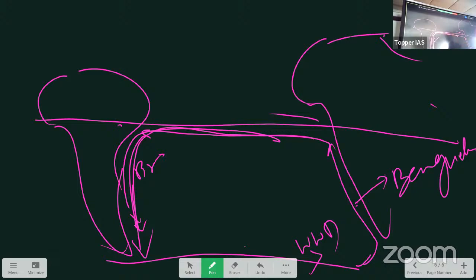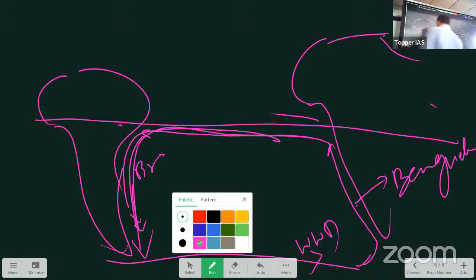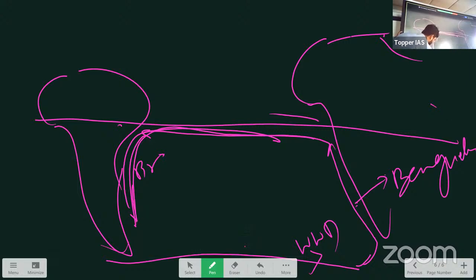An anti-clockwise gyre is formed. And one more point here is, just remember there is an island called Falkland Island here, which is disputed between the UK and Argentina. Falkland Island. This island is disputed between Argentina and the UK. This is a UK colony. Okay.